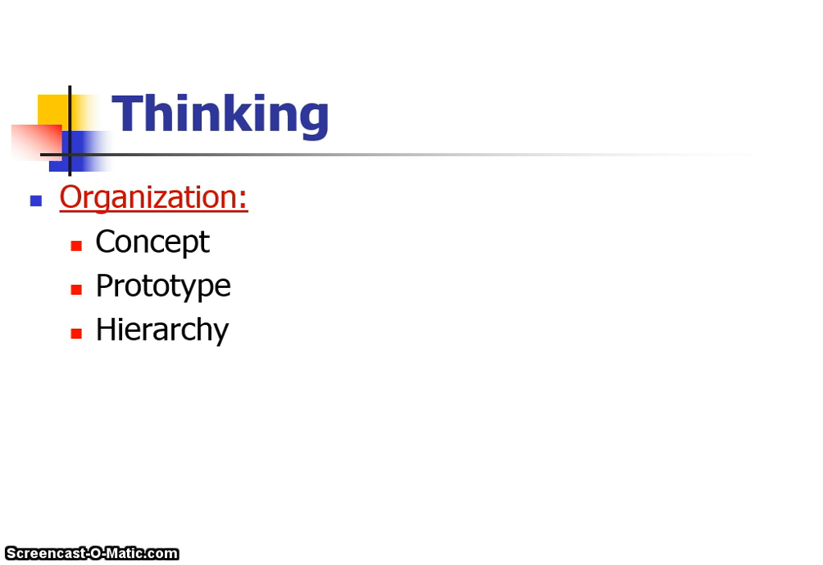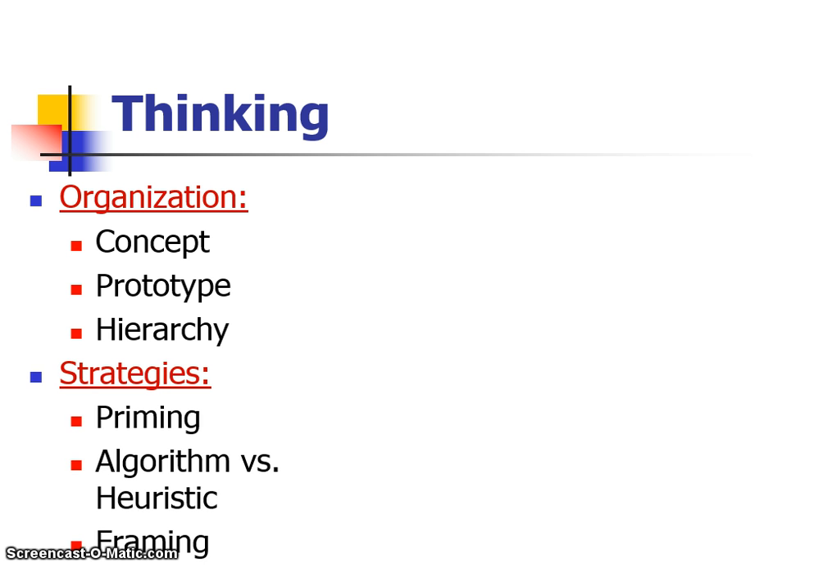Then we went into thinking, and with thinking we again talk about organizing. This is one of the many times we've talked about the importance of organizing. We have concepts, our mental schemas, we've got the prototype, the ideal picture within our concepts, and then we've got hierarchies. Again, we've talked about hierarchies, the idea that you have a topic and then subtopics underneath it many times.